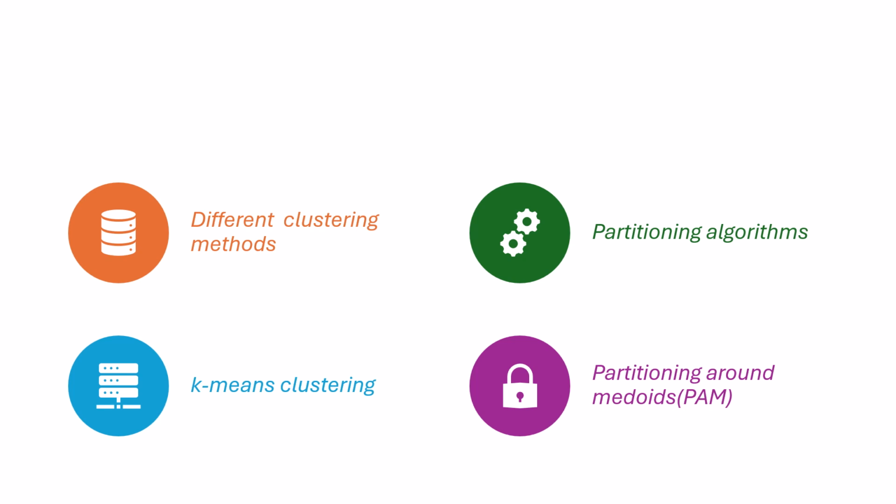Second one is k-means clustering. It's a centroid-based technique. Suppose a dataset D contains n different objects in Euclidean space. The partitioning method distributes the objects in the dataset into k different clusters.